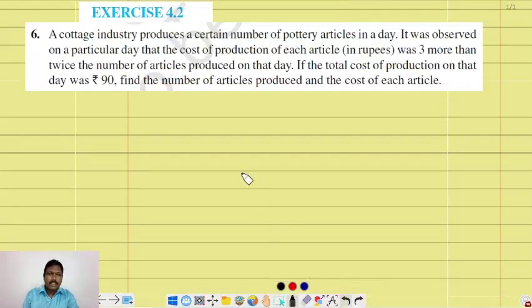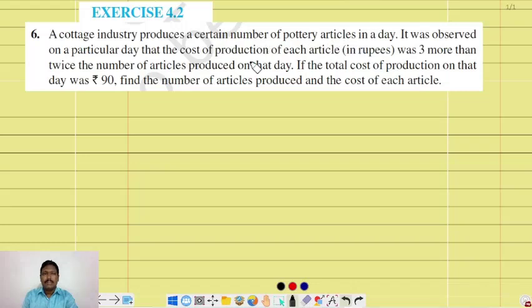Okay, children, so let us discuss the last question of this exercise. Exercise 4.2, sixth question. A cottage industry produces a certain number of pottery articles in a day. It was observed on a particular day that the cost of production of each article was more than twice the number of articles produced on that day. If the total cost of production on that day was rupees 90, find the number of articles produced and the cost of each article.